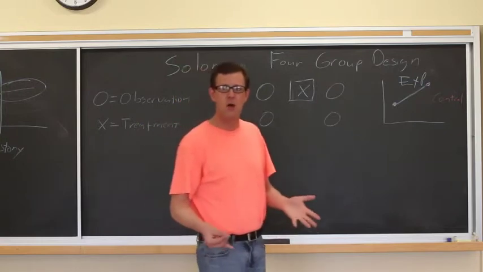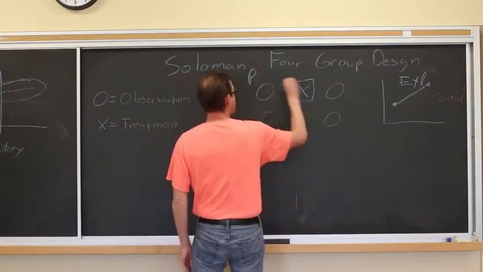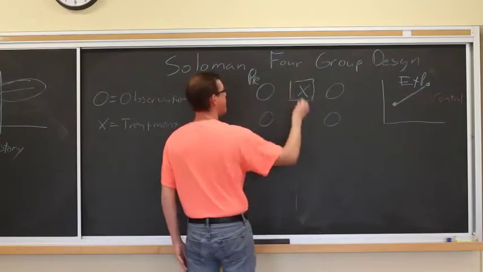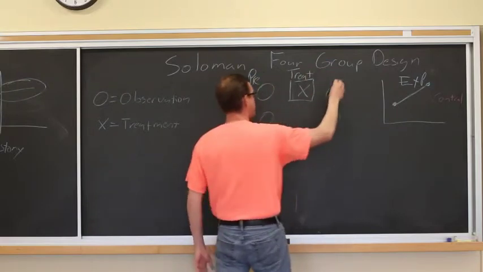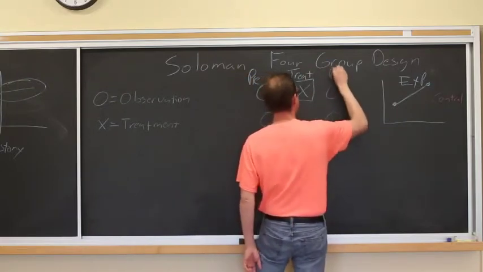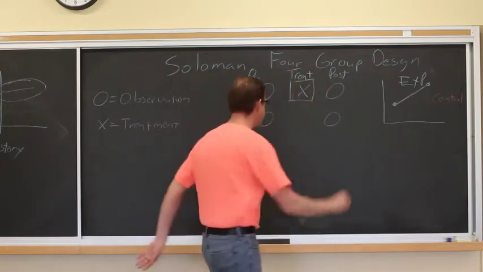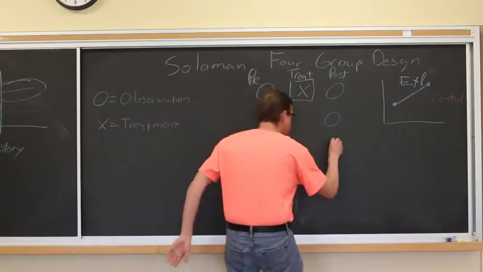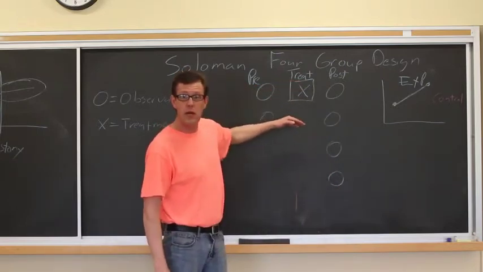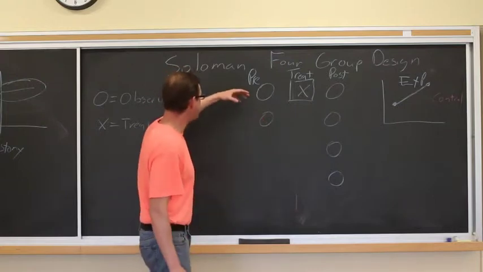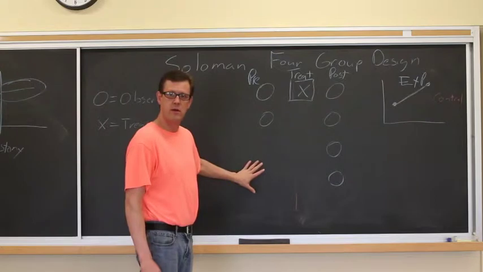So let's think about potential variables here. We have a variable of pretest, we have a variable of treatment, and we have our dependent variable, which is the post-test, right? So we're going to leave the post-test alone. That's going to stay the same. So it says 4 groups, so let's just put things up here. Treatment, we can either have it or we don't have it. Pretest, we can either have it or don't have it.